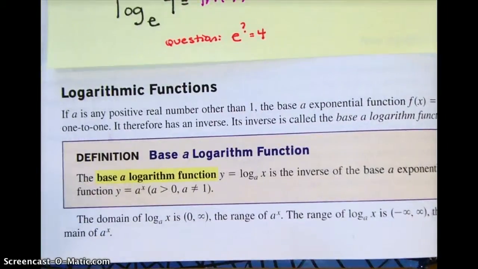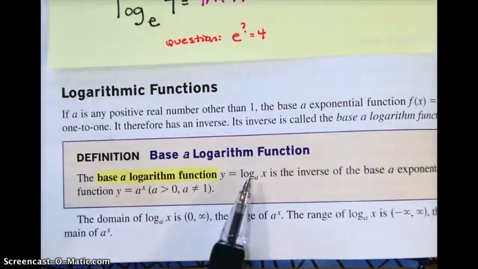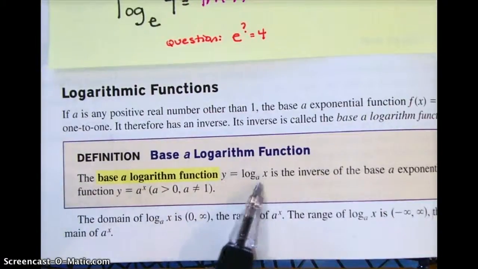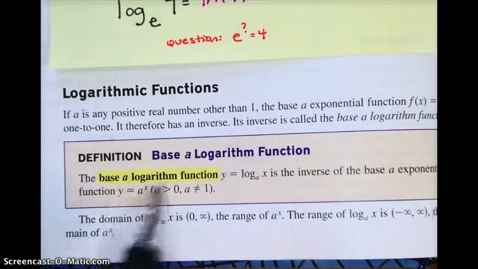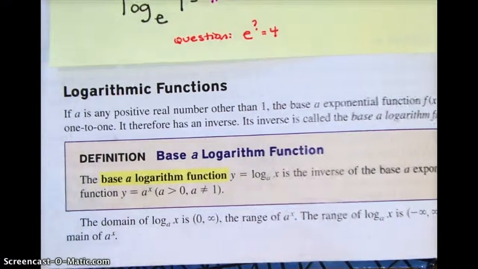Remember, we're actually not talking about a single function here. We're saying you pick any number you want for a, and you will get a function of this type that is related to a function of this type. So what about the graph?